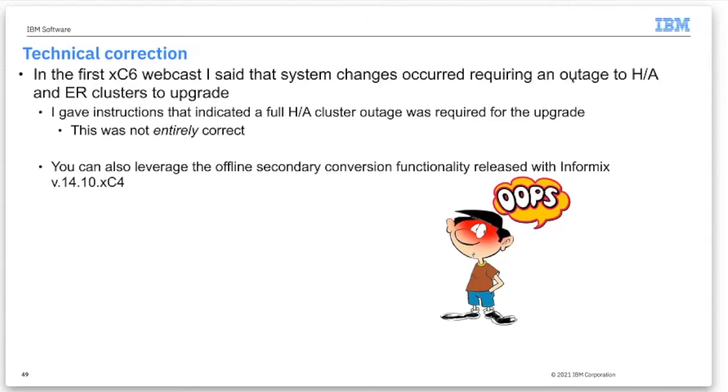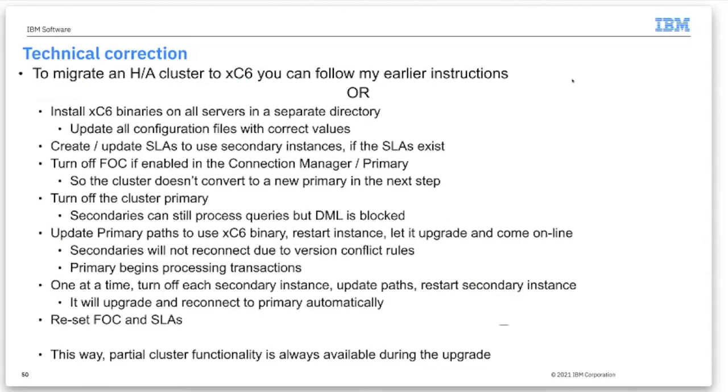So I apologize, I did not include that in the first webcast. If you have an HA cluster and you're migrating to XC6, what do you need to do? Well, you can certainly follow my instructions in the first webcast, which basically said shut everything down, upgrade, turn on the primary, and move forward from there. Or you can leverage the offline secondary migration process. And this is what it would look like.